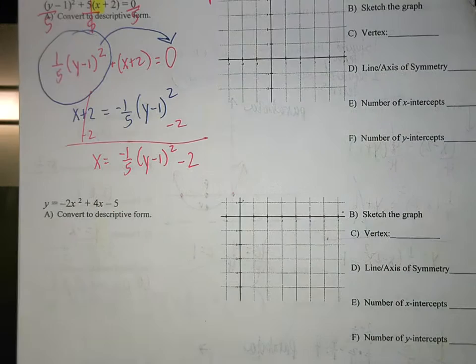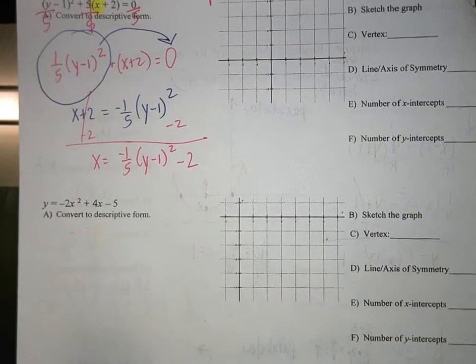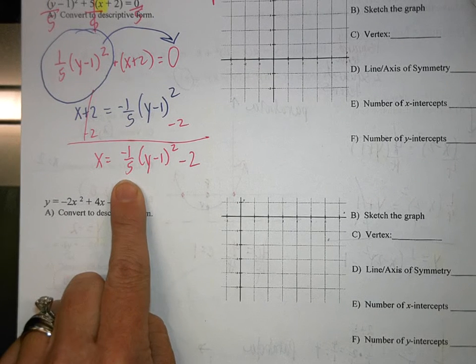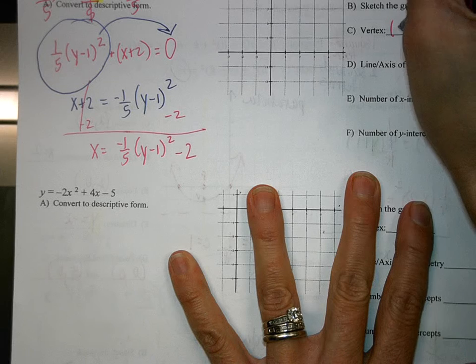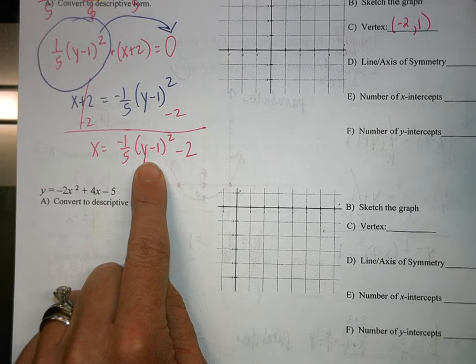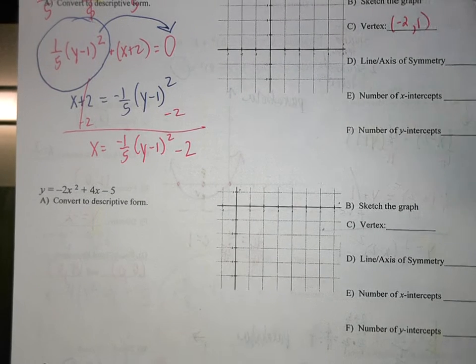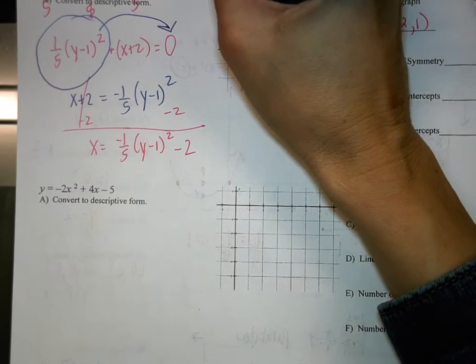Now that it's in the correct form, what direction will this go? Left. Okay, we know it's going to go right or left because of it being x equals, and it's specifically to the left because this value is negative. What is my vertex? Negative 2, 1. Very good. We set y minus 1 equal to 0, which gives us the y value of 1, and then we have negative 2 for the x. When we graph this, we go negative 2, positive 1, and label that with a V, knowing that it's my vertex.